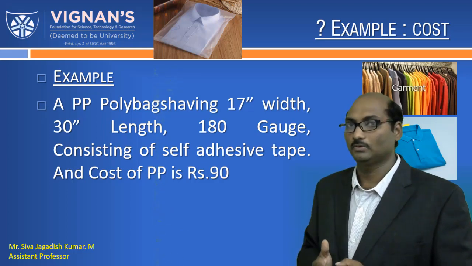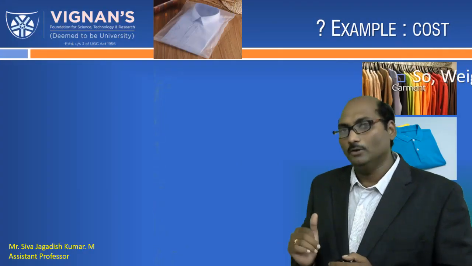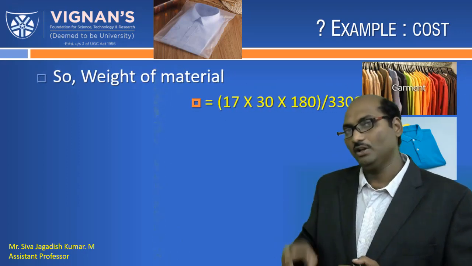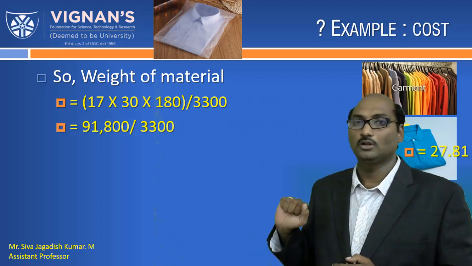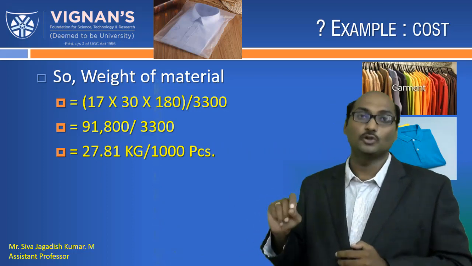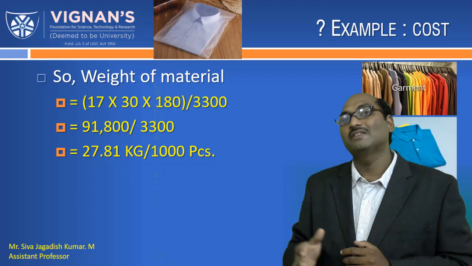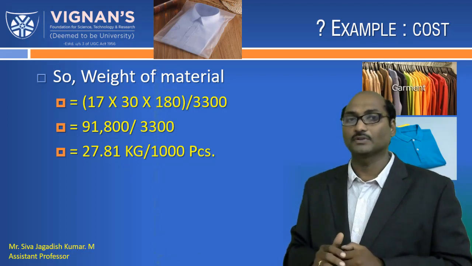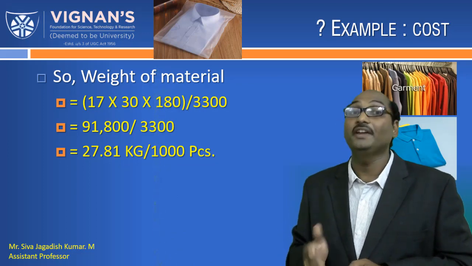Okay, let me show you an answer. You please try it. So the weight of the material we need to find out. 17 into 30 into 180 gauge divided by 330. So that is equivalent to 91,800 divided by 330. So for 1000 polybags, the weight comes to 27.81 kg. 27.81 kg per 1000 pieces. That means each polybag weighs around 28 grams.